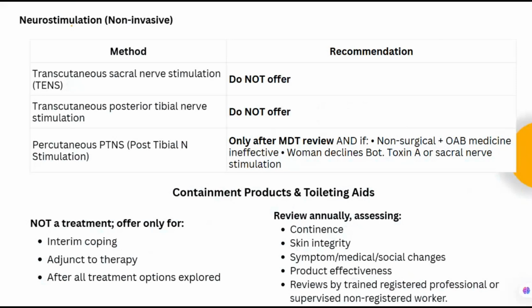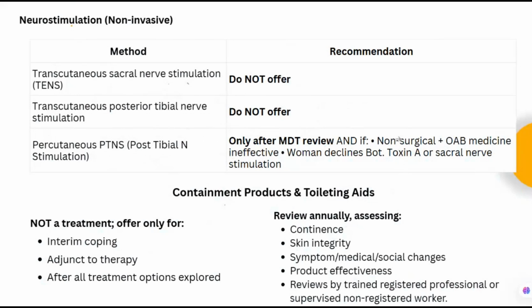Now neurostimulation. That is, you have TENS, then transcutaneous posterior tibial nerve stimulation. Both of these are not recommended. TENS is also not recommended. Transcutaneous sacral nerve stimulation is not to be offered. Transcutaneous posterior tibial nerve stimulation is also not to be offered. What is permitted is percutaneous PTNS, posterior tibial nerve stimulation. Transcutaneous is not advised, but percutaneous posterior tibial nerve stimulation only after MDT review.